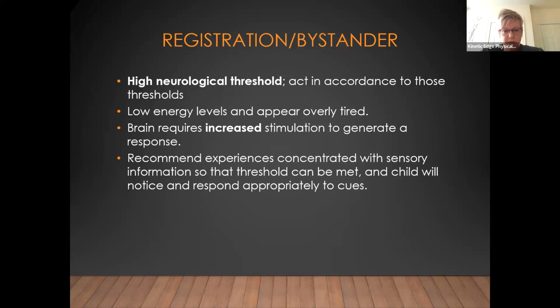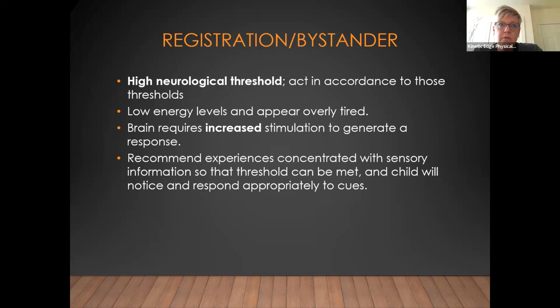So the registration bystander has a high neurological threshold. These students are often not a behavioral issue because they are passively responding to what's going on around them. So oftentimes they may appear like they have low energy, or they're really tired. They may appear kind of apathetic or bored. They need a lot of sensory stimulation. And if there isn't enough, they are just going to let things go over their head.